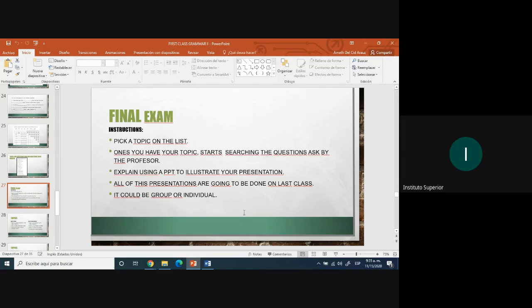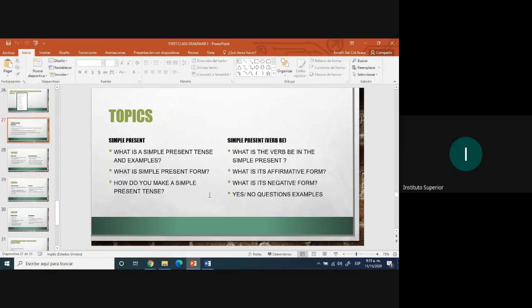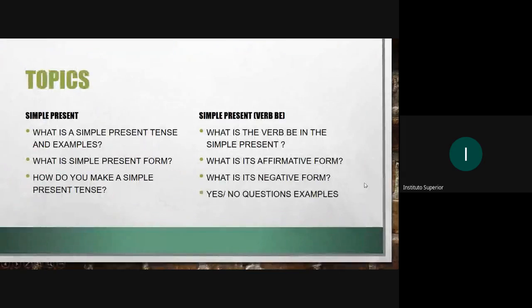It could be, puede ser in group, or it could be individual. Just to let you know, there are already classmates. Ya hay compañeros que eligieron esto del simple present, ya lo eligieron. The simple present with the verb be, esa no la han escogido. Would you like to talk about that? Yeah. Which one, teacher? Josué González, right? You're going to talk about the one here on the left. Esta que está aquí, en el left. The simple present verb be.